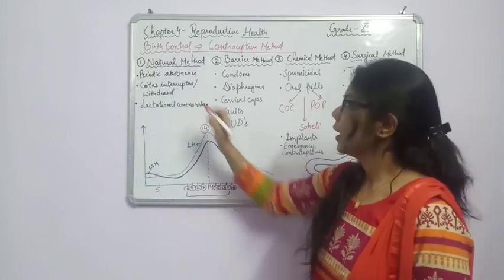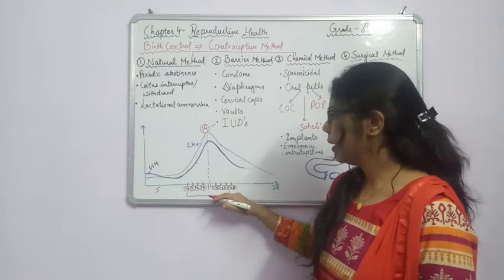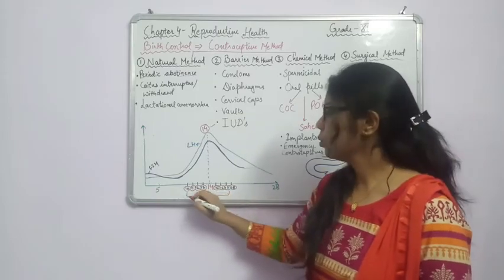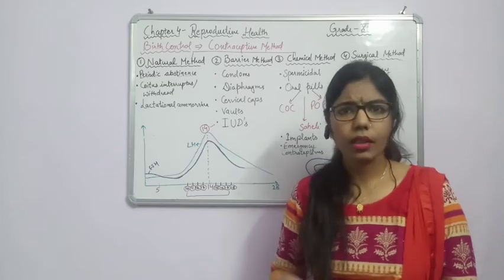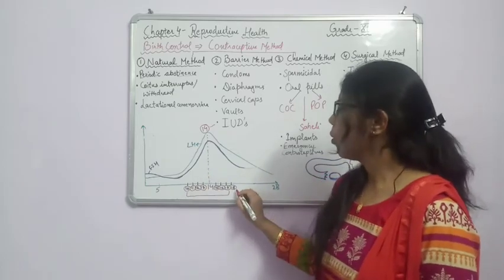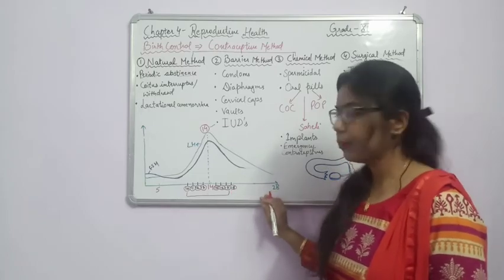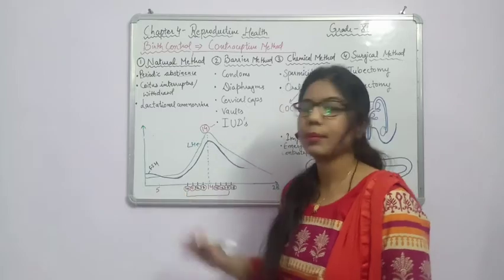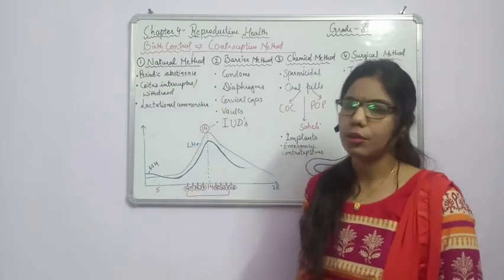Okay, so in this periodic abstinence, what are they recommending? They are recommending that the couple has to prevent themselves from the coitus in these days. Okay, now 17 to 28 days, and 5 to 10 days, these are the safe periods. So we can say this method is a natural method.